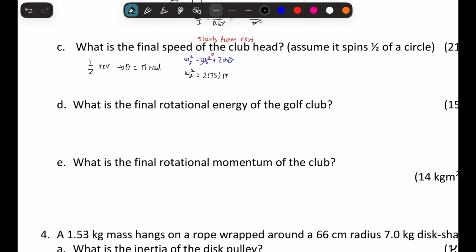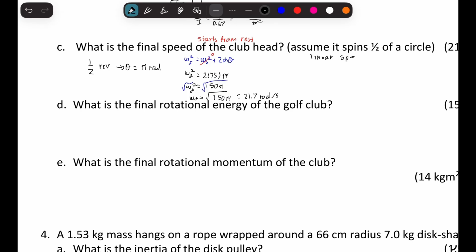Now, we have this equal to 150 pi. And we have omega f is equal to the root of 150 pi. That's going to equal 21.7 rad per second. Now, we need to find the linear speed.